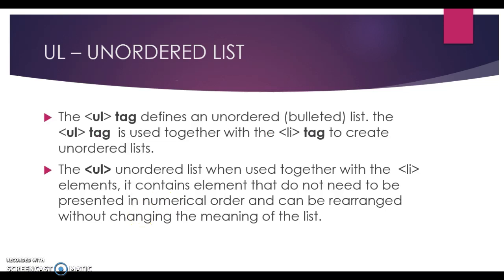UL, or unordered list. The UL tag is defined as an unordered or bulleted list. The UL tag is used together with the LI tag to create an unordered list. When used together with LI elements, it contains elements that do not need to be presented in numerical order and can be rearranged without changing the meaning of the list.